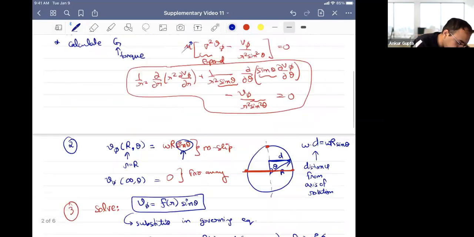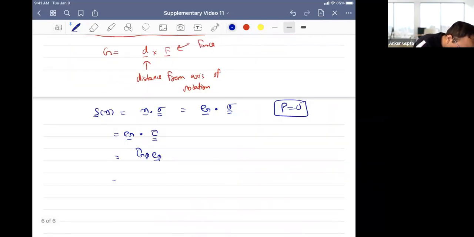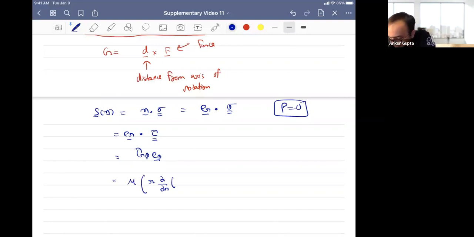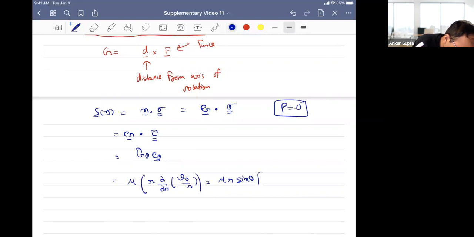So this will come out to be tau of R phi is mu. Let me make sure I'm not making a mistake here. It's mu R del by del R of V phi by R. Let me check again. Yes, V phi by R. And I can take out sine theta. Then I get R into df by dr. There is no R here.